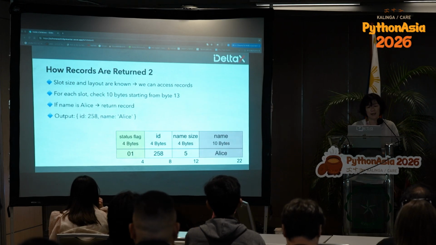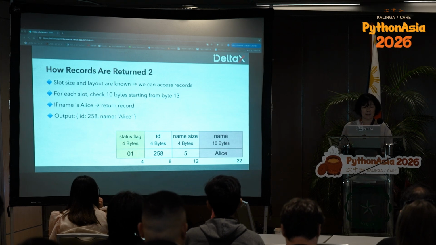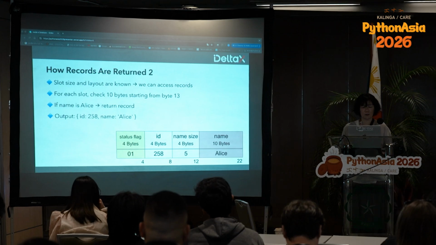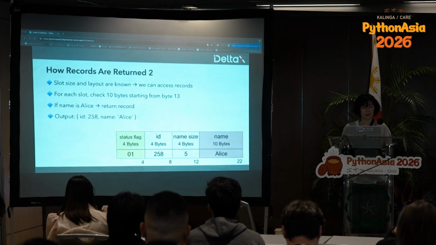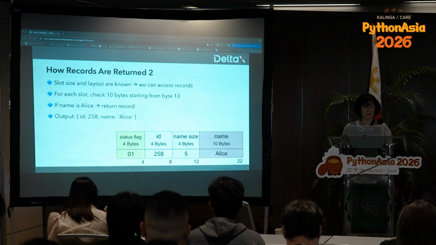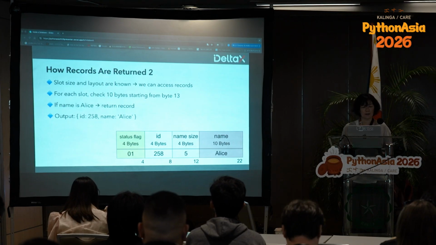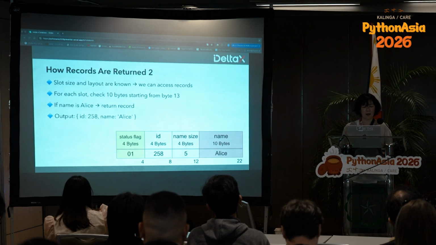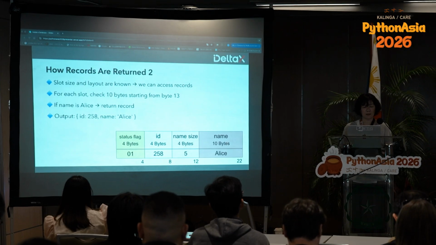So we know the slot size and the layout inside. One slot is 22 bytes, so we search 22 bytes at a time. For each slot, we check 10 bytes starting from byte 13 to see if name is Alice. If it matches, we return the record and output the specified fields, ID 258, name Alice.